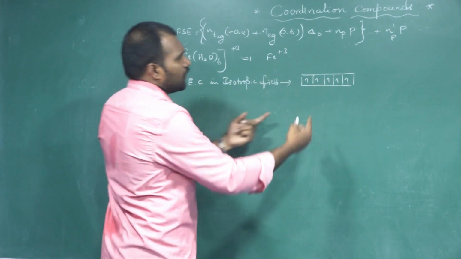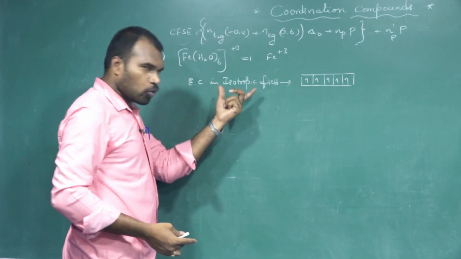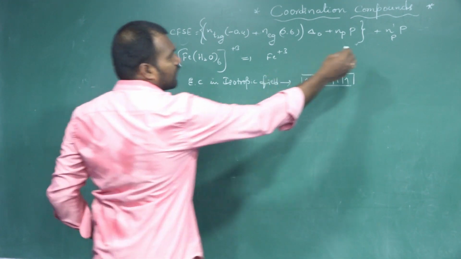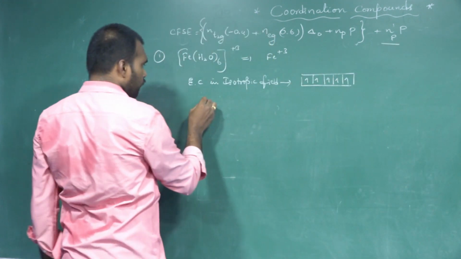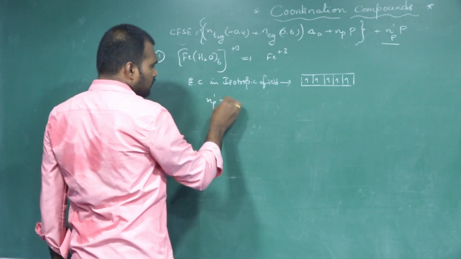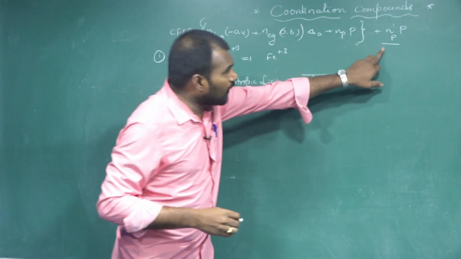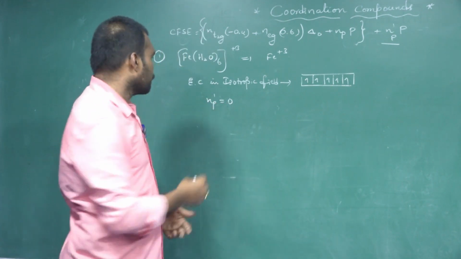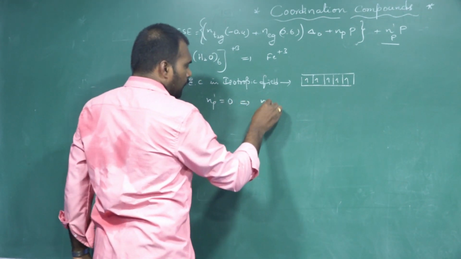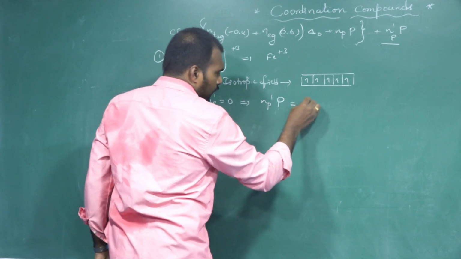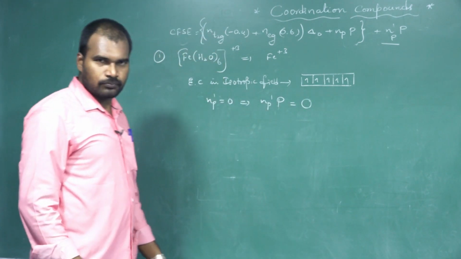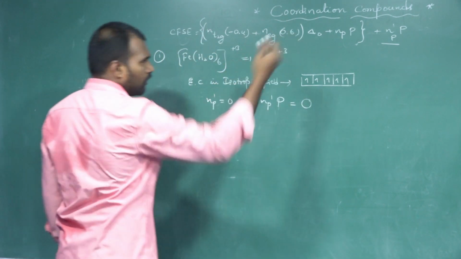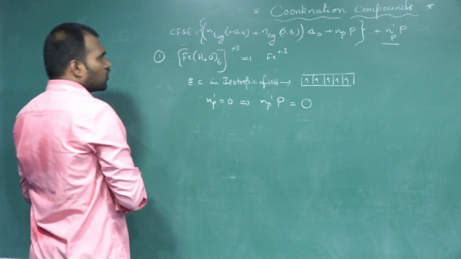So, are there any paired electrons in this isotropic field? No. So the NP prime value is 0. If the NP prime value is 0, then 0 into the pairing energy is 0, since 0 into anything is 0. Therefore NP prime into capital P value is 0.